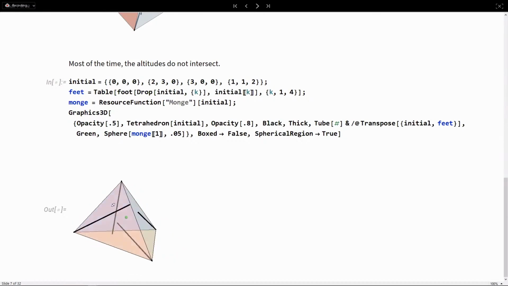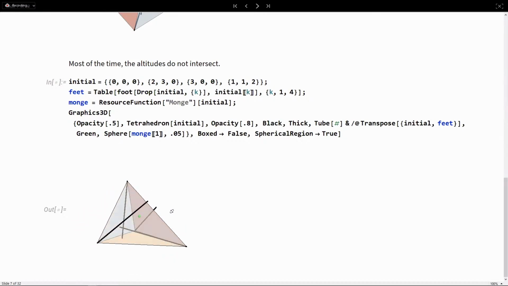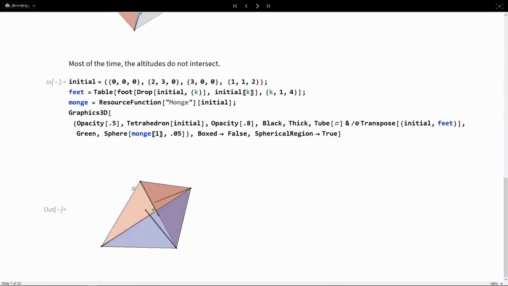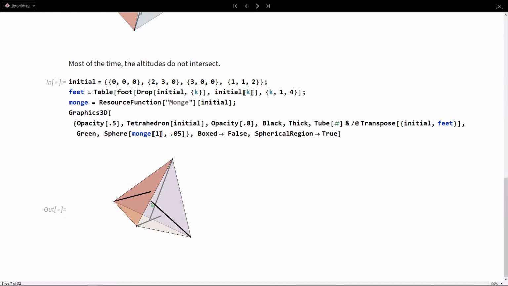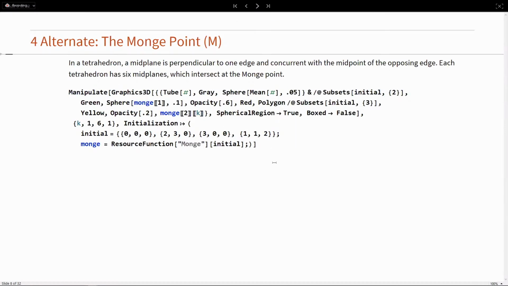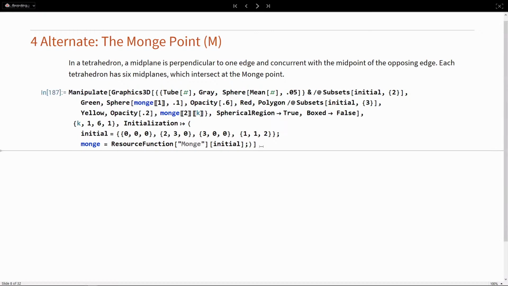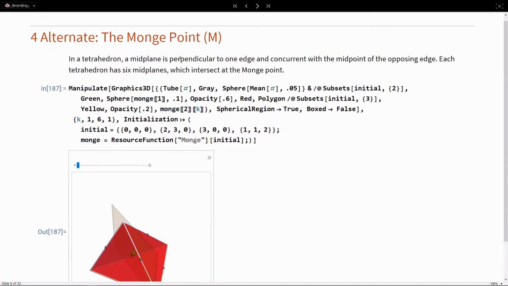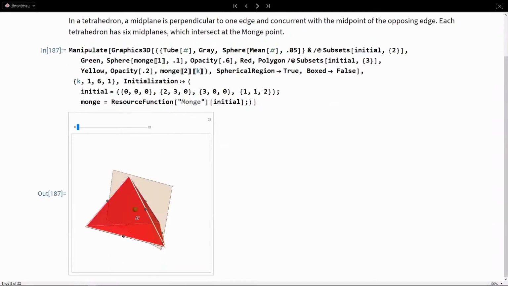Here's another tetrahedron where I've drawn the 4 altitudes. They don't come anywhere near to intersecting. The green point at the center there, that's the Monge point. So what is the Monge point? If you take the midplanes perpendicular to one edge and concurrent with the midpoint of the opposite edge, you get 6 midplanes, and these will intersect at what's called the Monge point.